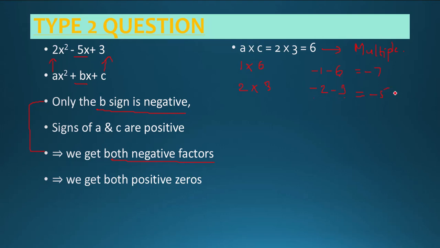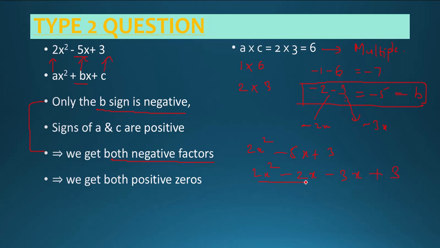So here this minus 5 is equal to our B, right? Because this combination of factors is giving us B by doing the arithmetic of these two factors. So that's how we predict that we have to split minus 5x as minus 2x and minus 3x. So 2x square minus 5x plus 3: 2x square minus 5x we will split as minus 2x and minus 3x, plus 3.